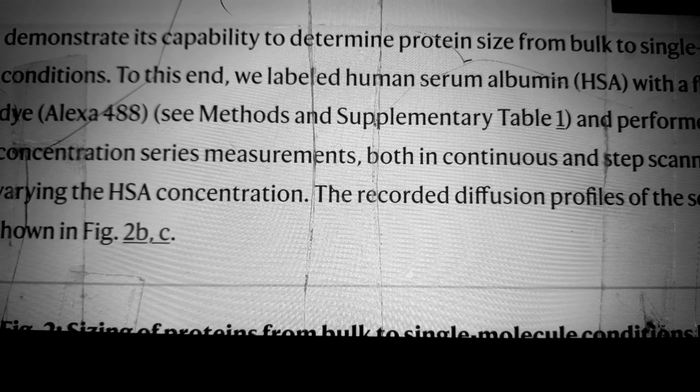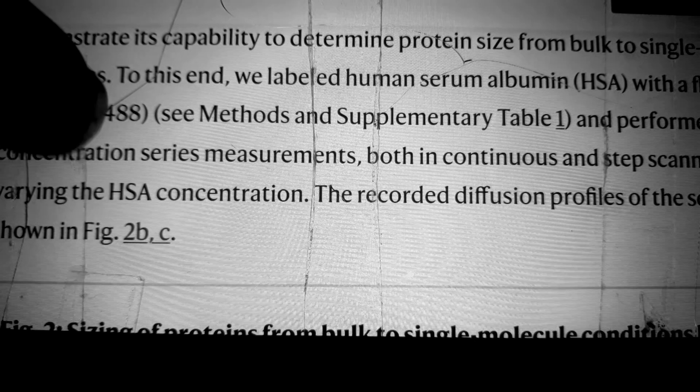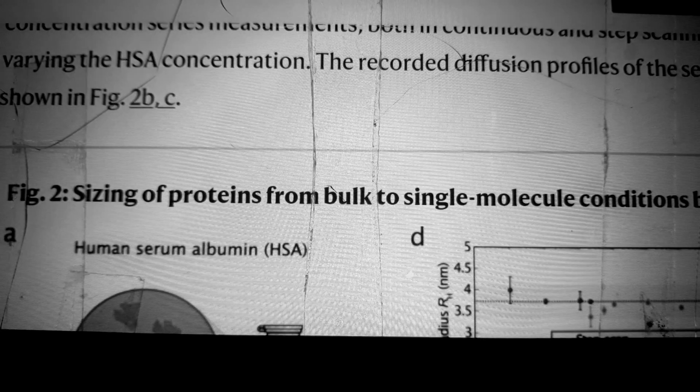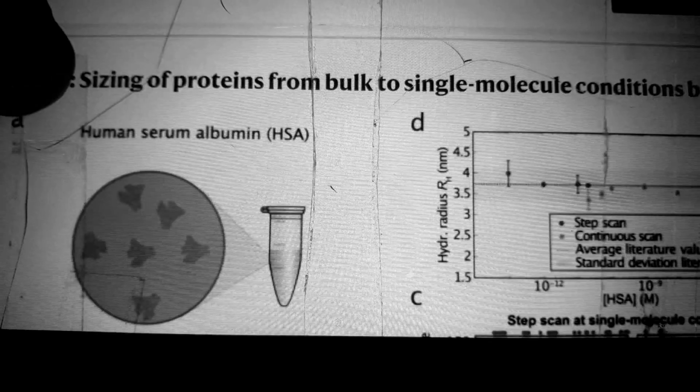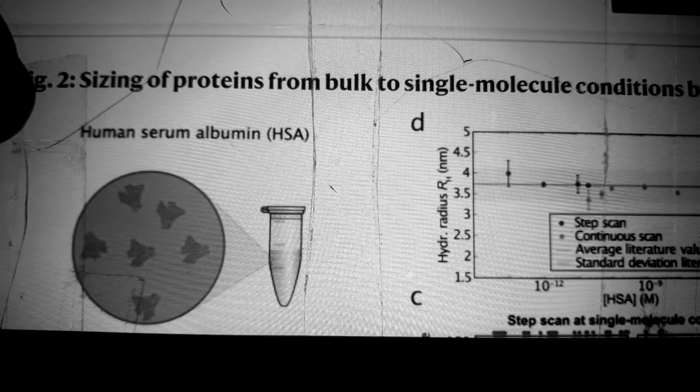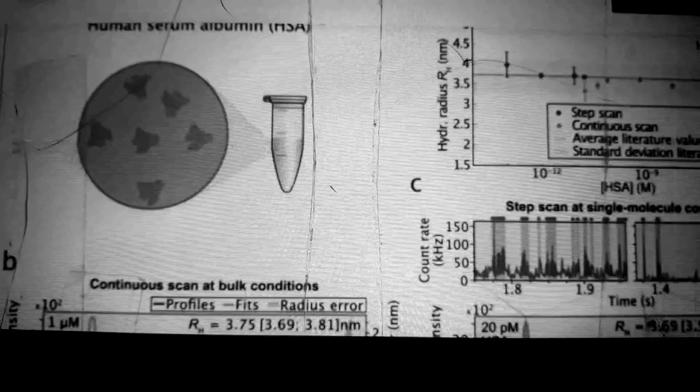human serum albumin, HSA, has been labeled with a fluorescent dye, Alexa 488, and we performed concentration series measurements, both in continuous and step scanning mode, by varying the HSA concentration. The recorded diffusion profiles of the series are shown in Figure 2b,c. Sizing of proteins from bulk to single molecule conditions by SMMDS.